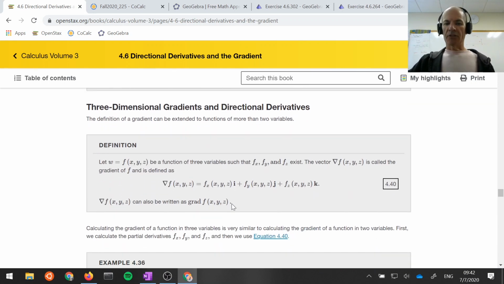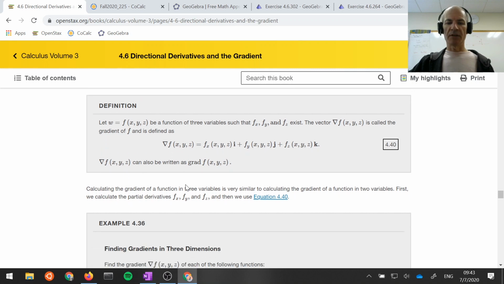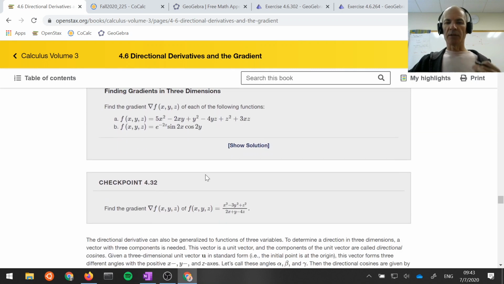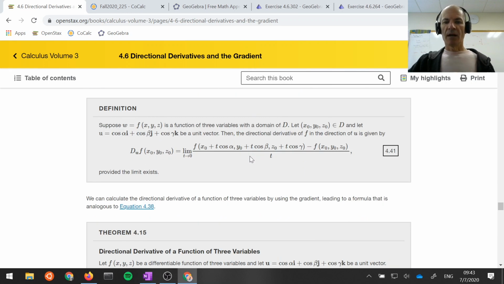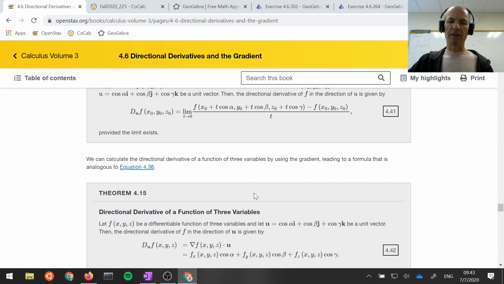And actually, the book goes on and talks very briefly about 3-dimensional gradients. You can see it's just the vector of first partial derivatives for each of the independent variables. And finding those gradients is just a matter of computing those and plugging them in. You can ignore definition 4.41. I'm not super excited about this. This tries to take the same idea from 2 dimensions up to 3 dimensions, and I don't think it works very well.